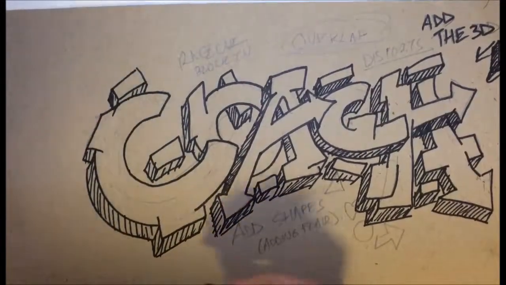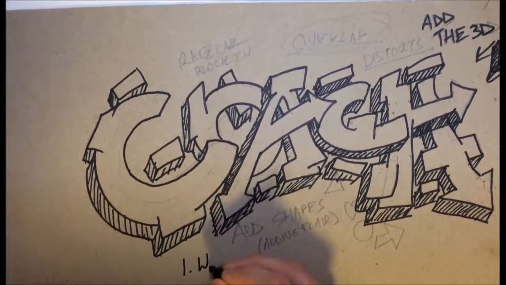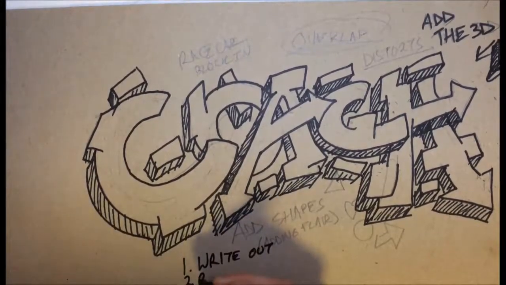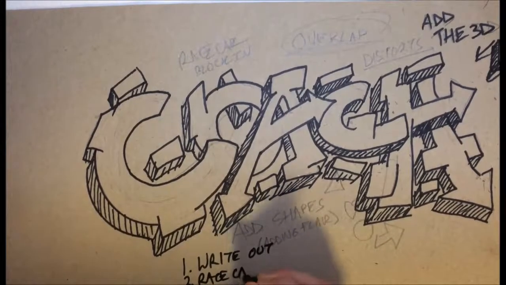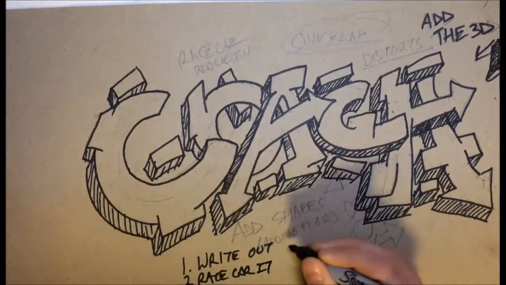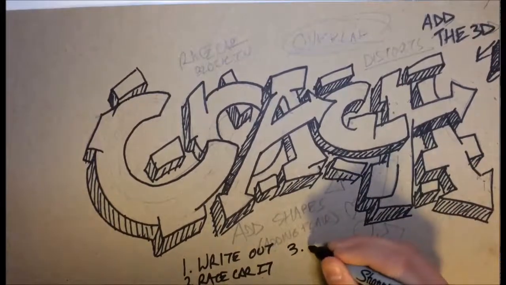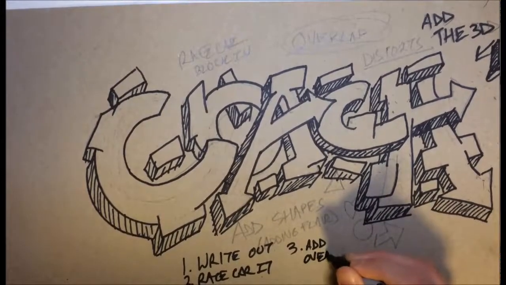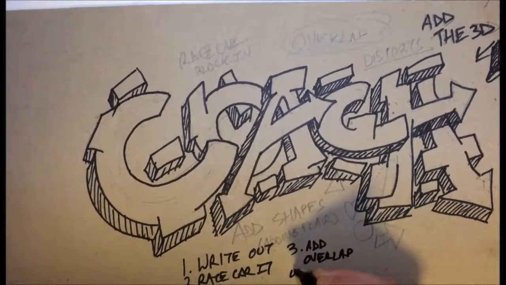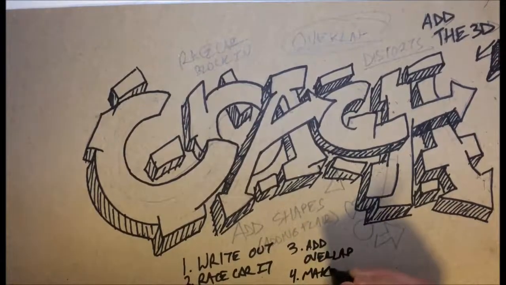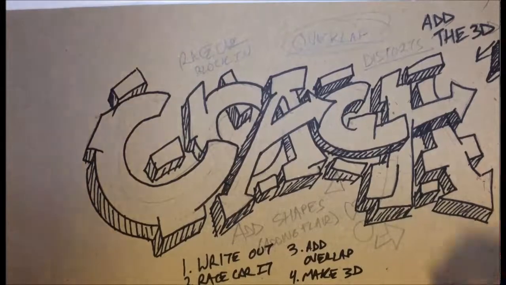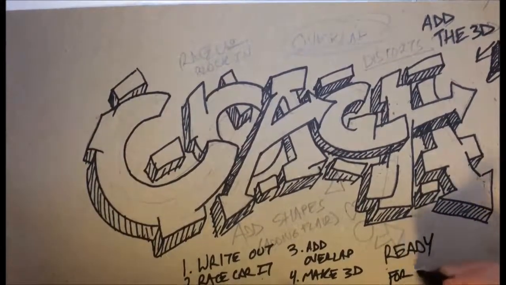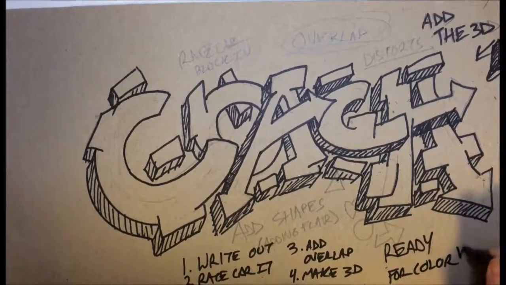And that's all there is to it. So to review, step 1, write it out. Step 2, race car it. Step 3, add overlap. Step 4, make 3D. Now you are ready for color.